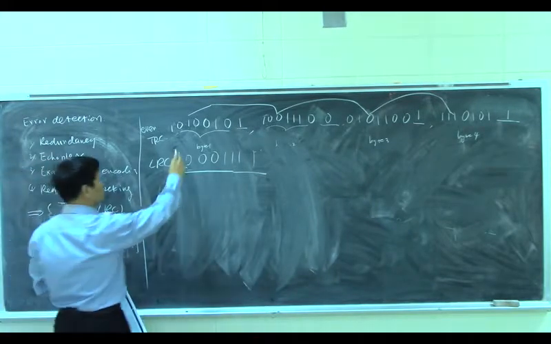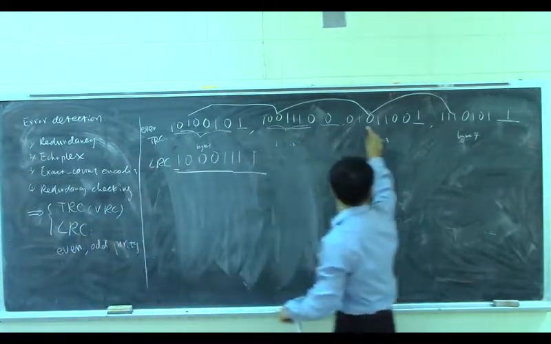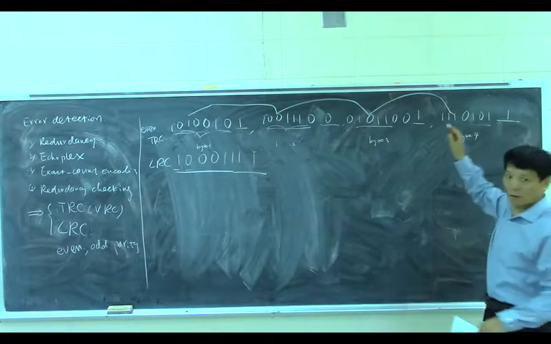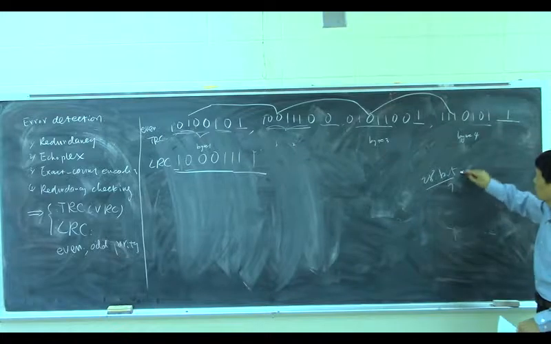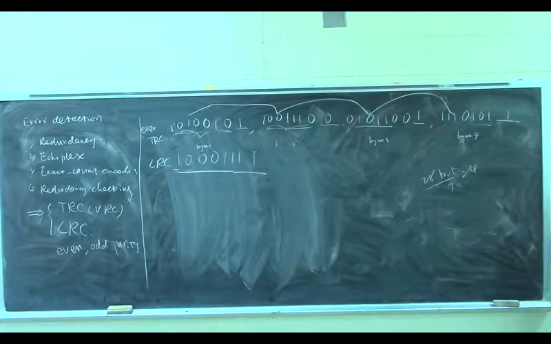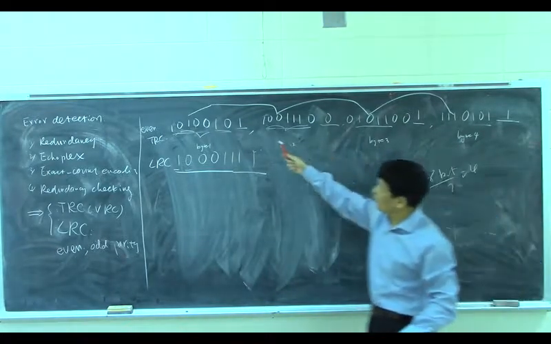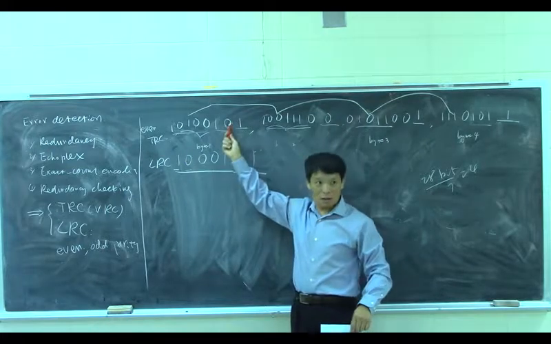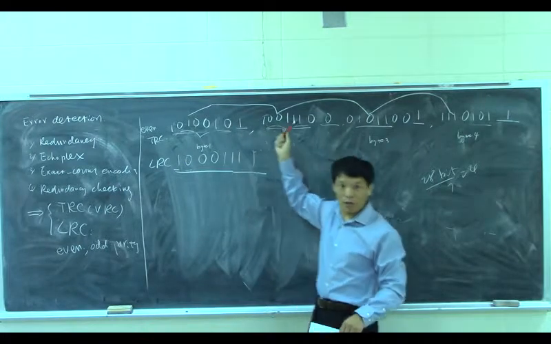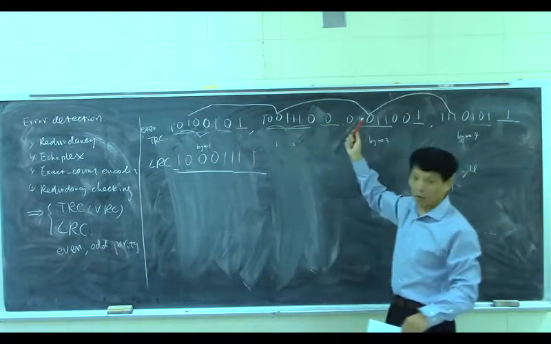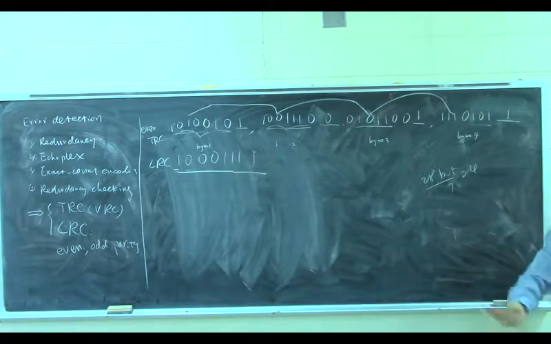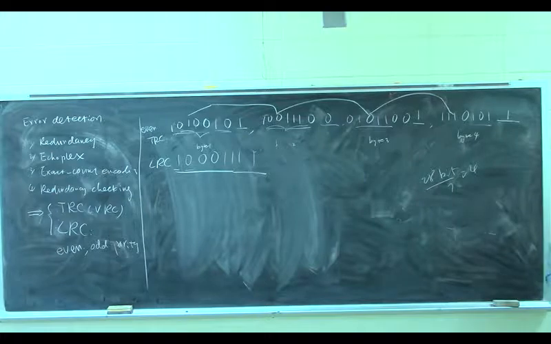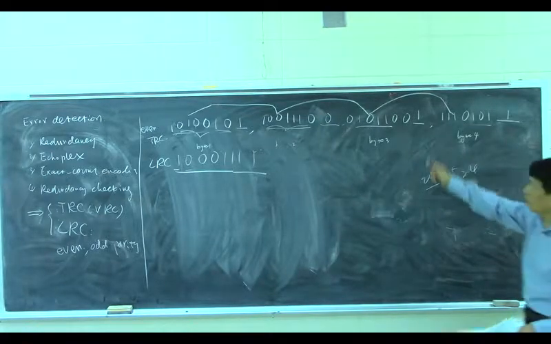The original data is this, this, this, and this. So 28 bits total, divided by 7, equals 4 bytes. And for each byte, we are going to add a TRC parity. Once we have a block, in this example, we use 4. You can use 2, you can use 10. You must have the rules known by the transmitter and the receiver. So in this example, we use 4.